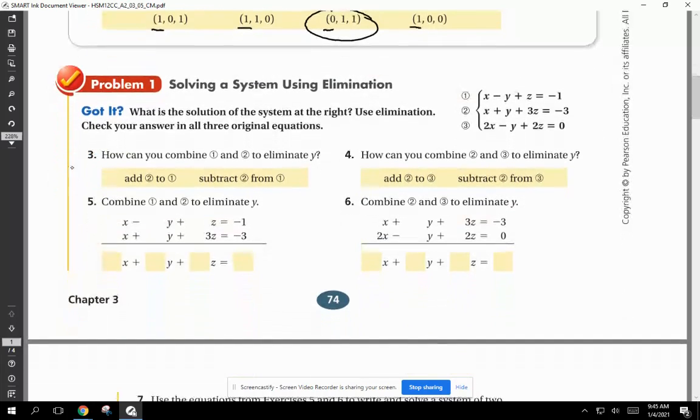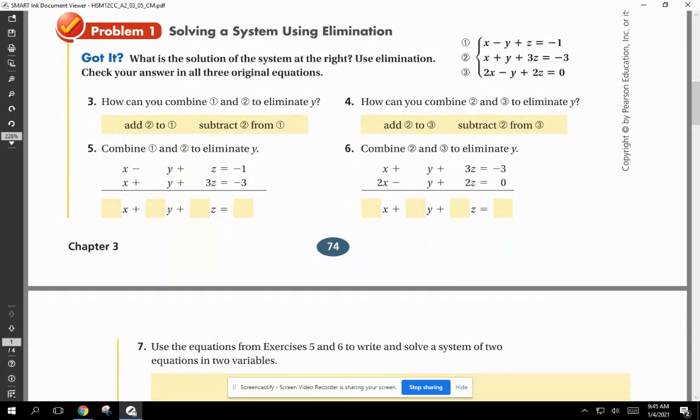Problem 1, solving a system using elimination method. And we did this before, and I told you this is my favorite part of math because you get to use different ideas, and it's abstract, and you get to solve. I feel like you solve for the first time ever for something real. And this is why it's real. This is 3 systems. So what is the solution of the system at the right? Use elimination, right? Check your answer in all 3 original equations. So you have to check it too, it says.